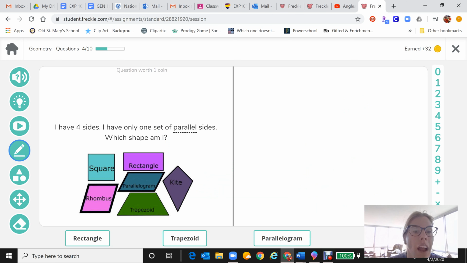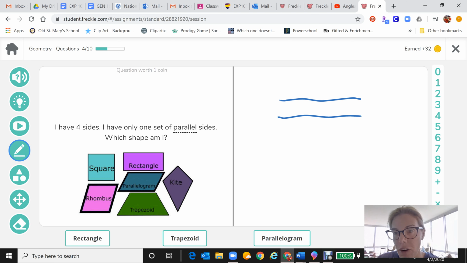All right, let's look. I have four sides. I have only one set of parallel lines. What shape am I? Let's think about it. What are parallel lines? Parallel lines are lines that run across that never meet, right? They can go this way, they can go that way. It doesn't matter, but they will never meet.